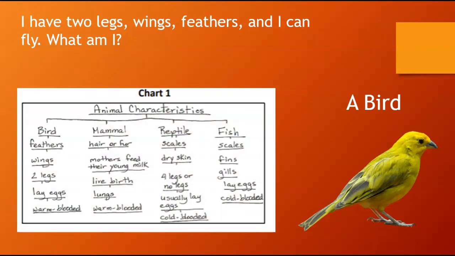So let's take a look at this chart. This is a chart of animal characteristics. So if we look over here underneath bird, we find the bird. We know that birds have feathers, they have wings, they have 2 legs, they lay eggs, and they're warm-blooded. Do all of these things up here that I described describe these animal characteristics of a bird? It says 2 legs. Oh, there's 2 legs right there. Wings, that's on the list. Feathers, oh, that's on the list. And I can fly. Okay, so if it has wings, then we know it can fly. Okay, so that would go into the bird category.